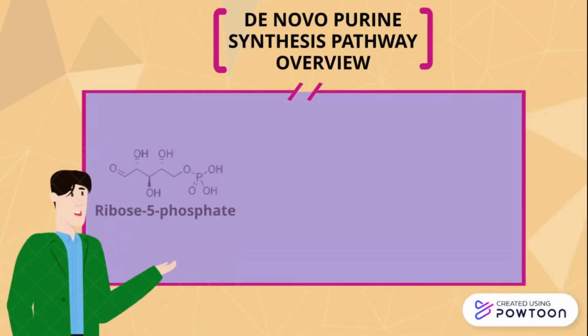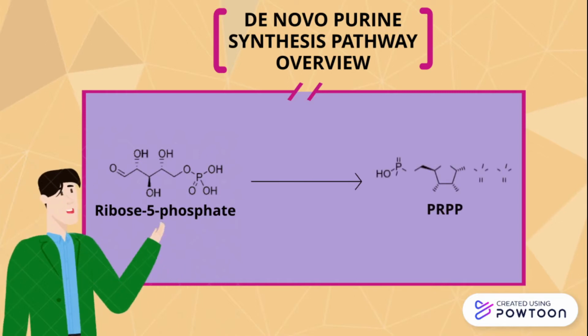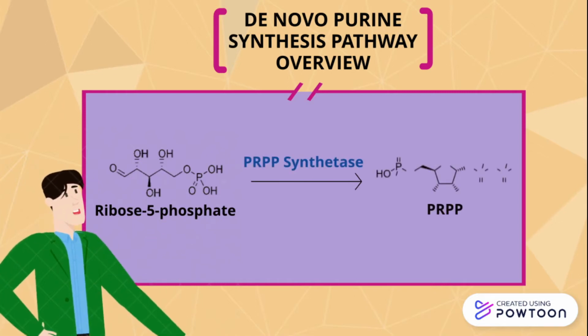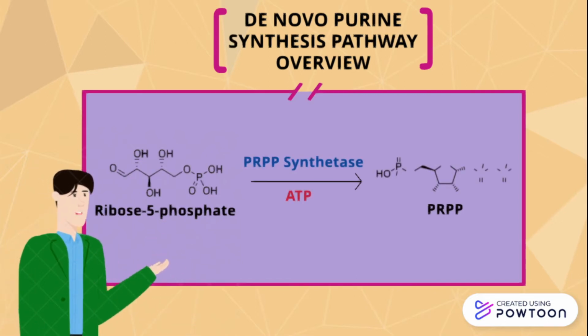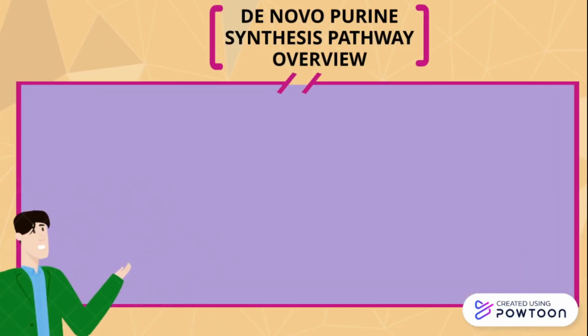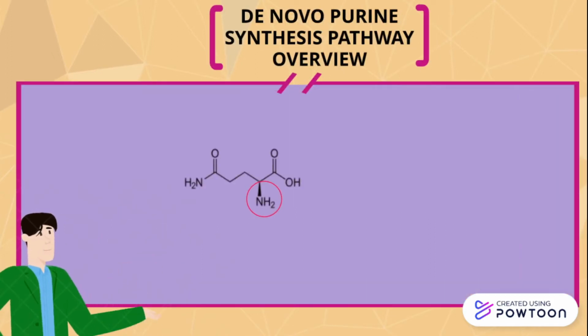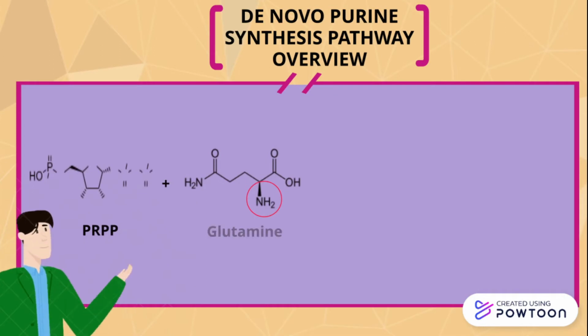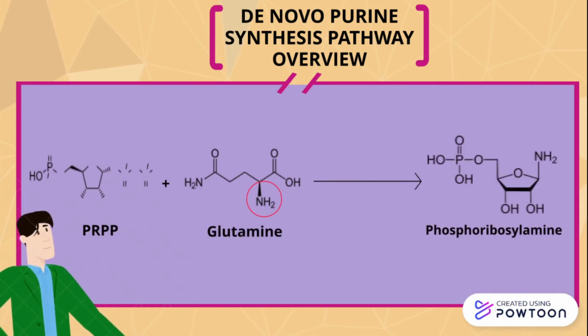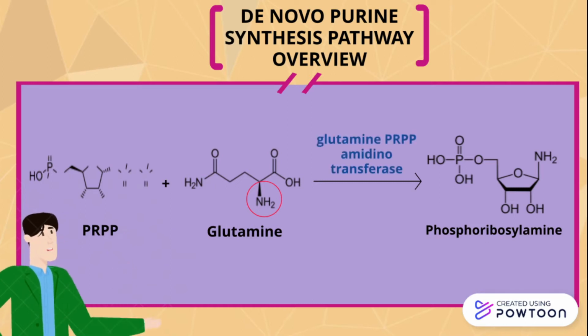First, ribose 5-phosphate is converted into PRPP by PRPP synthetase in a step requiring 1 ATP. Then, in the committed step in the process, an amino group is added to PRPP from glutamine to form 5-phosphoribosylamine. This reaction is catalyzed by glutamine PRPP amidotransferase.